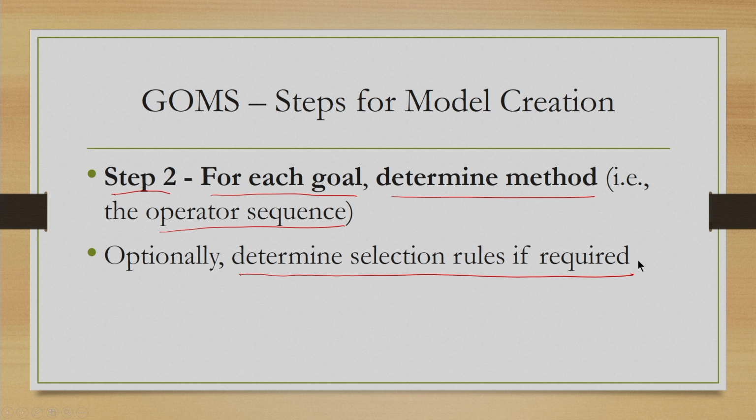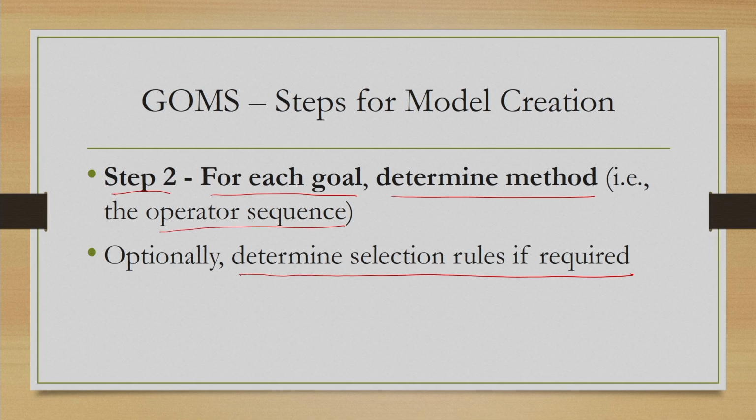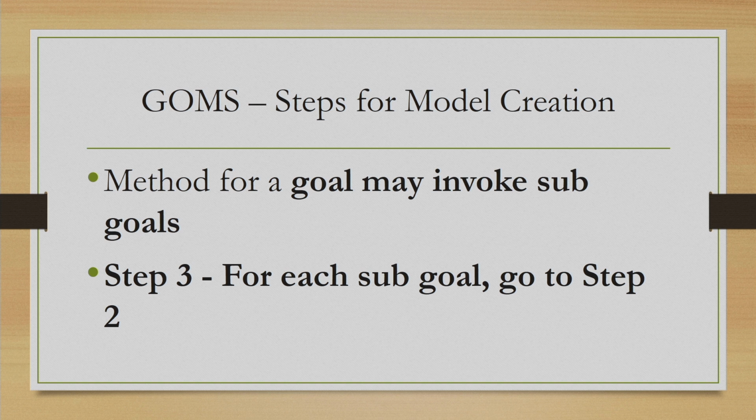So, step 1 tells you to come up with the goal sub goal hierarchy. Step 2 tells you to come up with the method for each goal or sub goal, including optionally specification of selection rules if there are more than one methods for any of the goals or sub goals. Now, this hierarchy essentially can be created using an iterative process. So, in step 1 what you do is essentially come up with higher level goals. In step 2 you try to come up with the method for those goals.